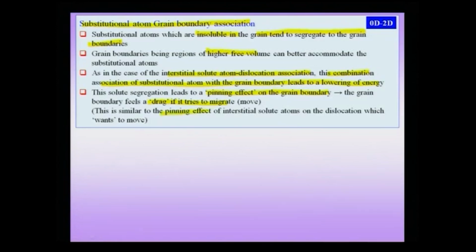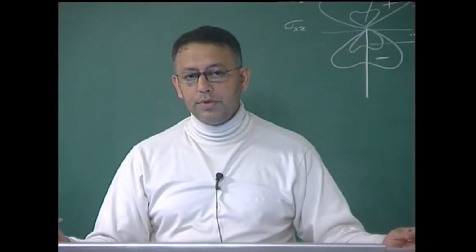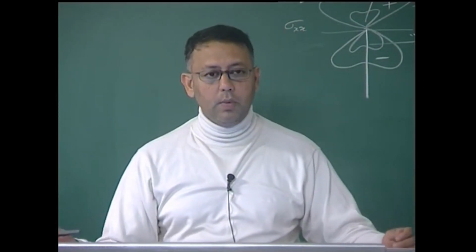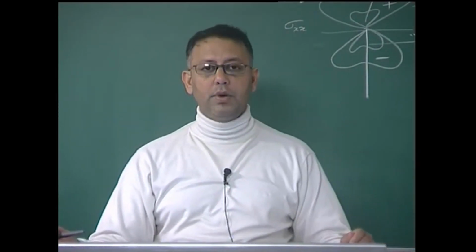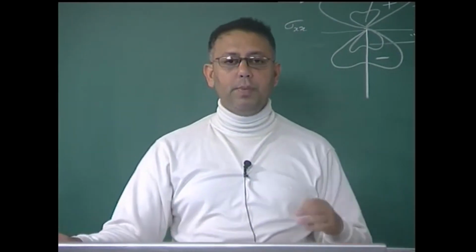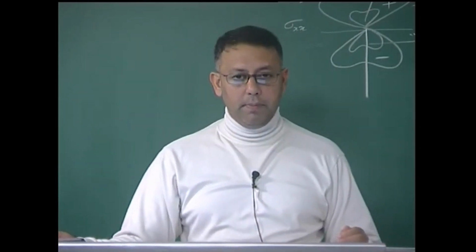This is similar to the pinning effect of interstitial solute atoms on the dislocation when it wants to move. This segregation of solute atoms to grain boundaries can actually have very drastic effects, and one very drastic example of this I would like to cite here, because it is a very exciting and drastic example. Happens to be the case of segregation of gallium to the grain boundaries of aluminum.